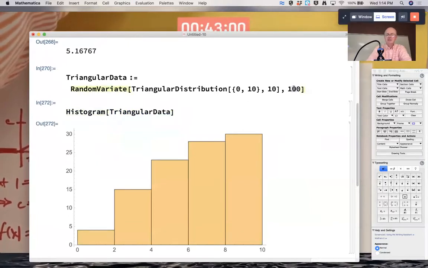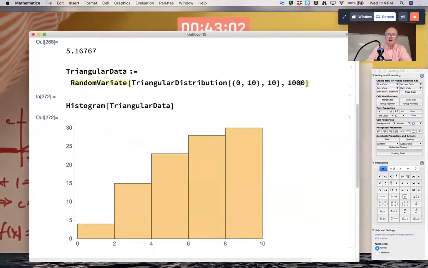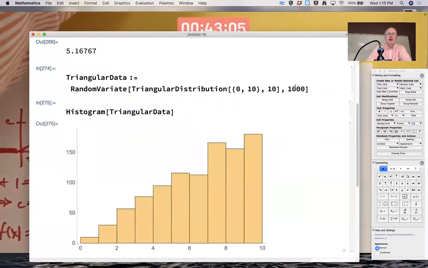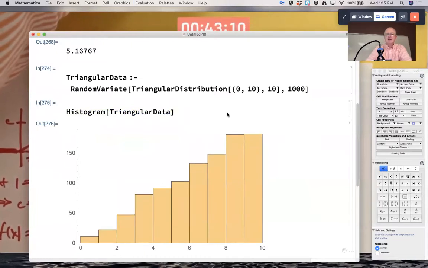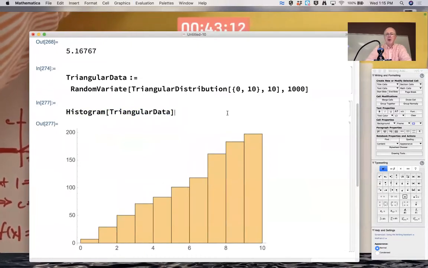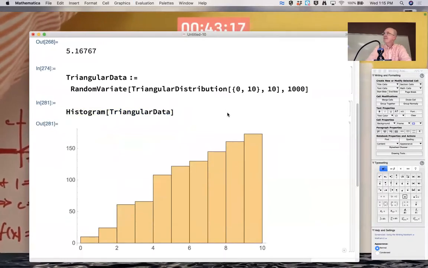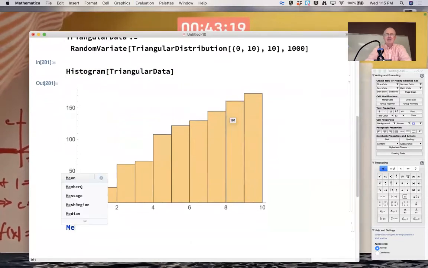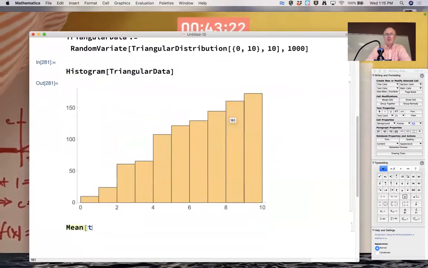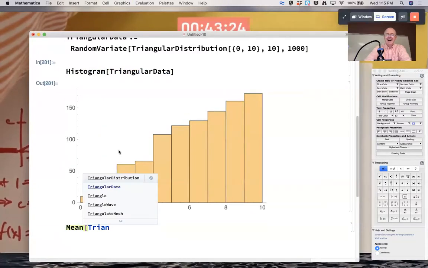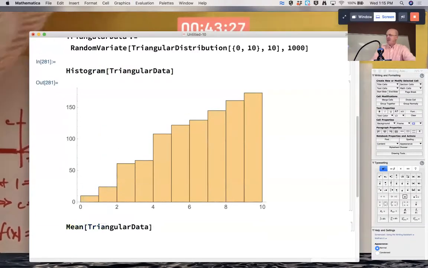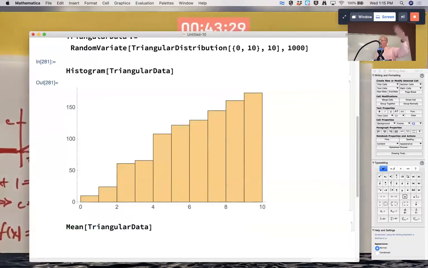Let's do 1,000 data points to see it more clearly. Yep. And every time I re-enter this, it does a new simulation with 1,000 data points, gives me a new graph, but no matter which graph it is, it's pretty triangular. And I could find the mean, a statistical mean, meaning it's going to add up the numbers and divide by how many there are. There's 1,000 numbers. Add up 1,000 numbers, divide by 1,000. It should be close to 6.67.